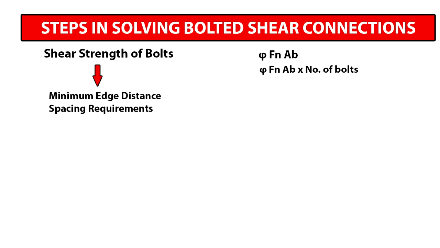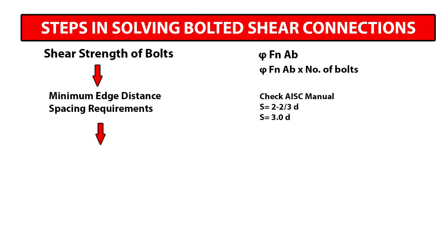For the minimum edge distance, just see table J3.4 of the AISC specification manual and compare it with your distance shown in the figure. And for the minimum spacing, use the formula 2.67 or 2 2/3 dB, or use the preferred spacing of 3.0 dB. So just compare the values and check if it is satisfied.